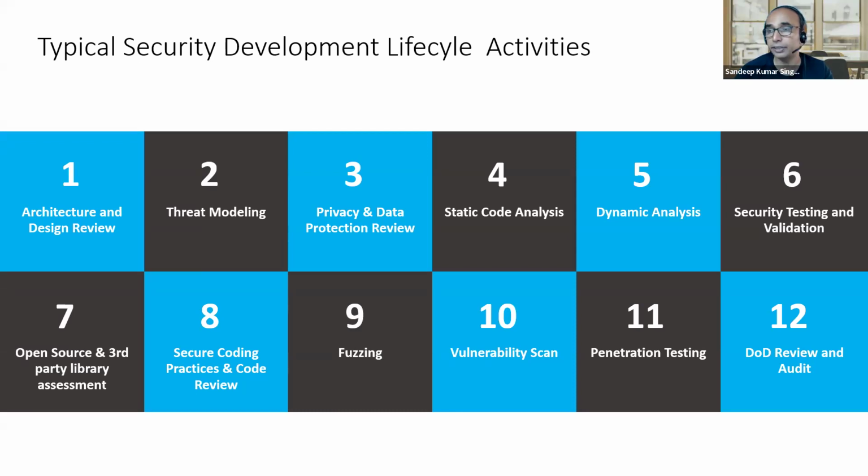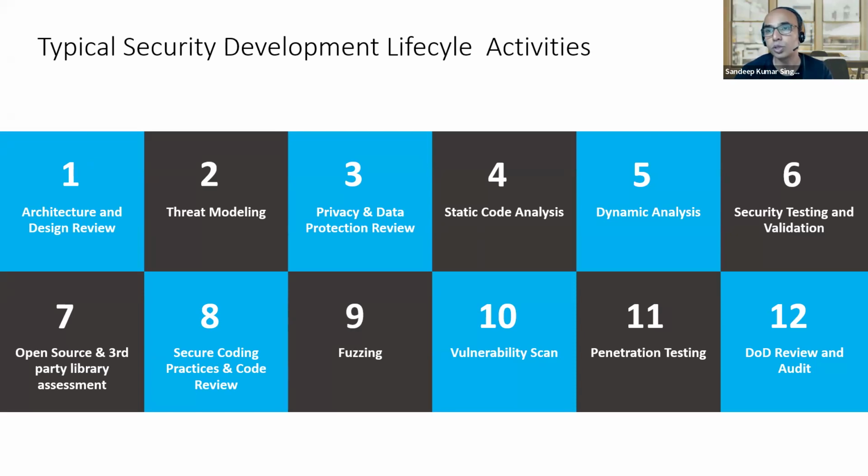Security testing and validation. OWASP Top 10, SANS 25, all of them give some guidance. Following that is open source and third-party library assessment. More and more organizations are using a lot of open source libraries to quickly make a release, because an open source library enables you to leverage something that already exists, instead of writing code for everything, right? So it has a lot of advantages, but at the same time it requires diligence also.